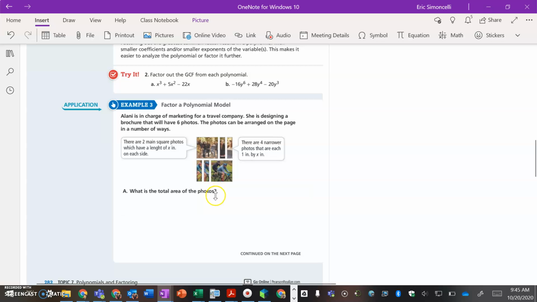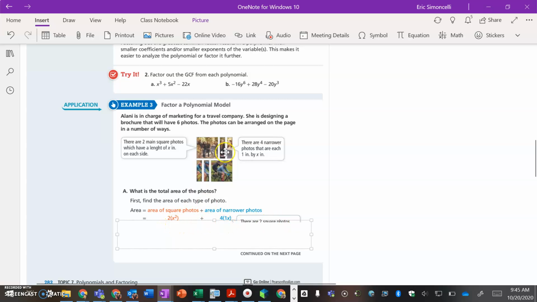So if we take a look, what is the total area of the photos? First, find the area of each type of photo. So area equals area of the square photos plus the area of the narrower photos. Let's talk about how each one can be broken up, and I'll show you the rest here in a moment.